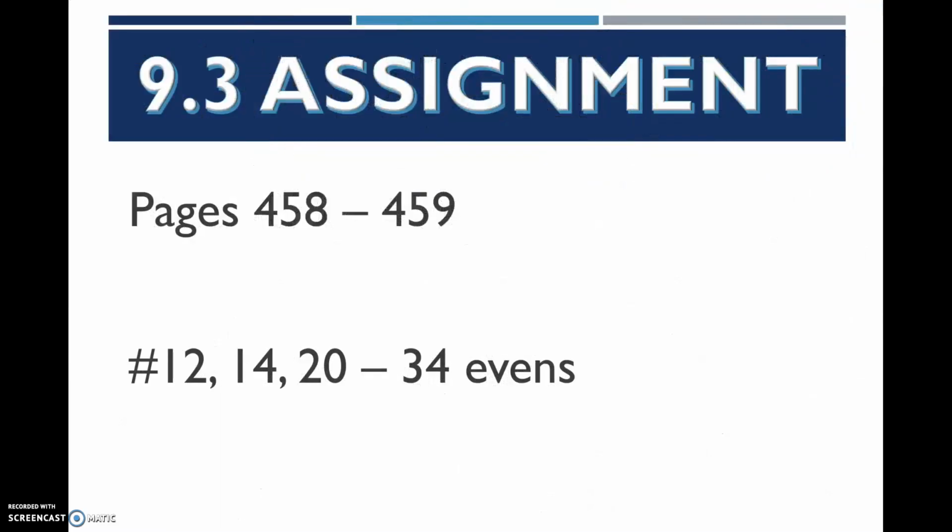On your assignment, we're going to change this a little bit to make it 8 problems instead of 10. I'd like you to do number 12, number 14, number 22, and then 26 through 34 evens. So I eliminated 2 problems out of the set, so you only have 8 to do.